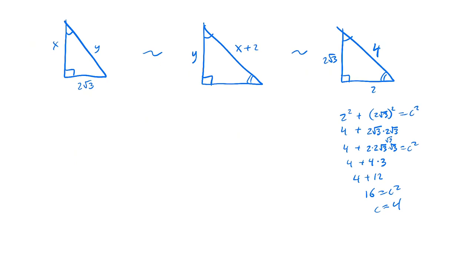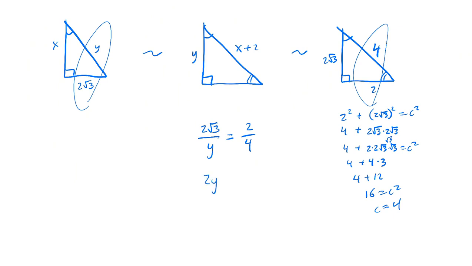Well, these are all similar, so now we can just set up any ratios we want. Let's do this one right here to solve for y. So I'm going to say 2 root 3 is to y as 2 is to 4. Cross multiplying, I get 2y equals 4 times 2 root 3, or in other words, 8 root 3. We divide both sides by 2, and we get y equals 4 root 3.